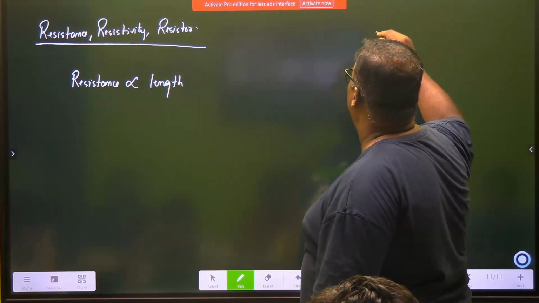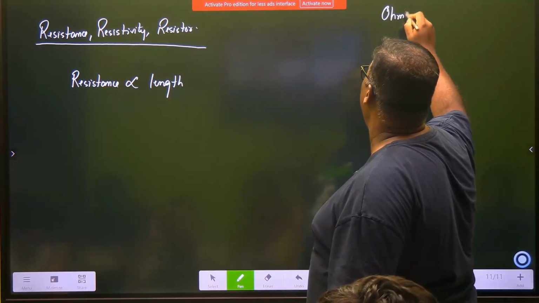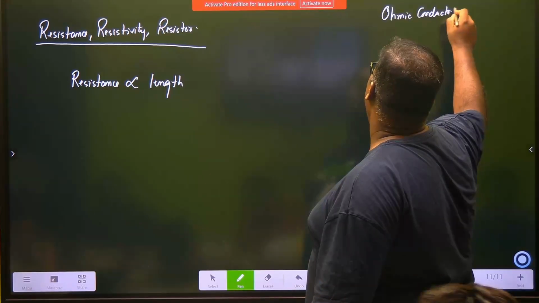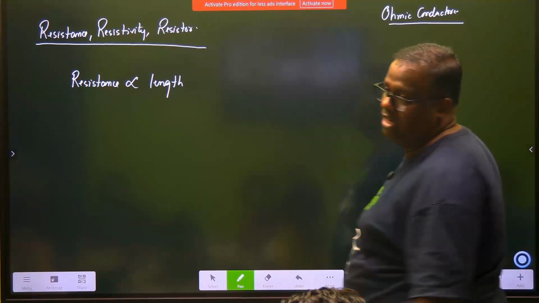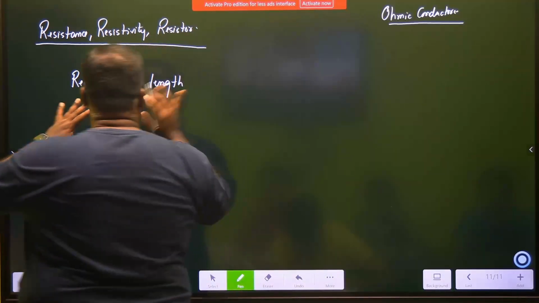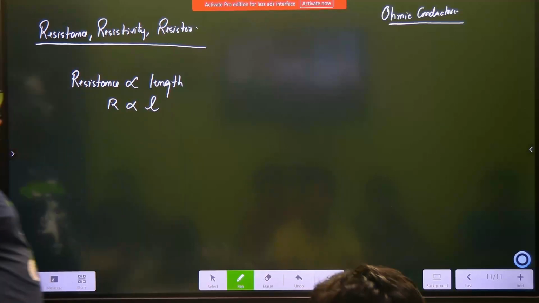Henceforth, whatever we are studying, whether in grade 10 or grade 12, we are only studying ohmic conductors. That means whatever we are going to study, Ohm's law is valid, meaning V by I equal to R can be used. Understood? So resistance is directly proportional to length. So I say R is directly proportional to the length of the conductor.